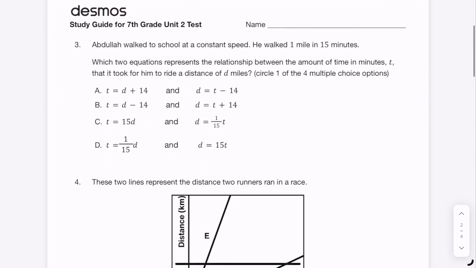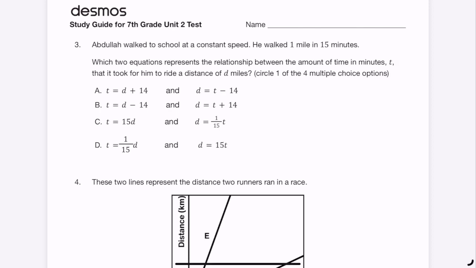Okay, question 3. Abdullah walked to school at a constant speed. He walked 1 mile in 15 minutes. Which equation represents the relationship between the amount of time in minutes, t, that it took him to walk a distance of d miles? Circle one of the 4 multiple choice options.